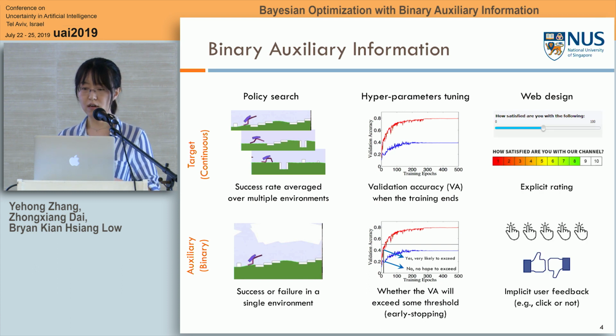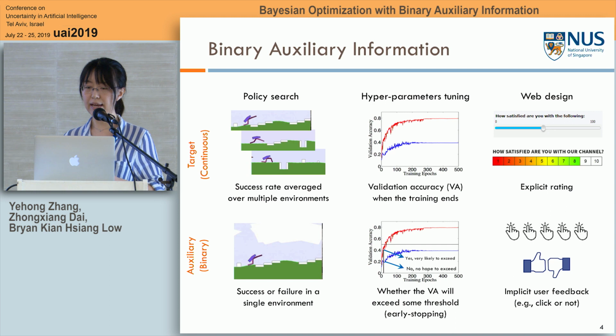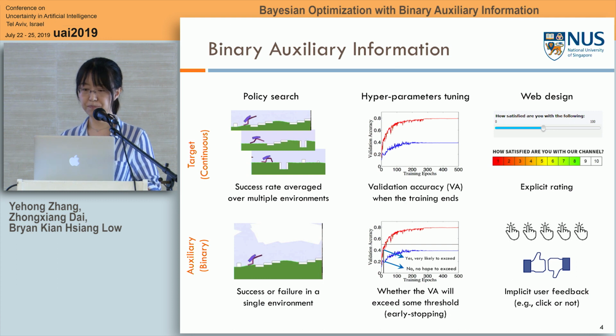The other example is BO applications that need to interact with humans. In these applications, asking for binary opinions, for example, whether you like this design or not, is usually much easier and faster than asking for an explicit rating from them.